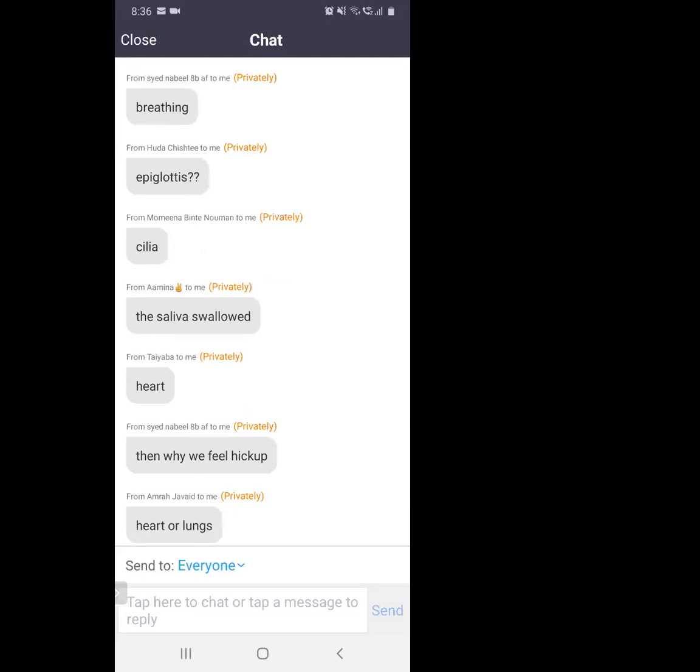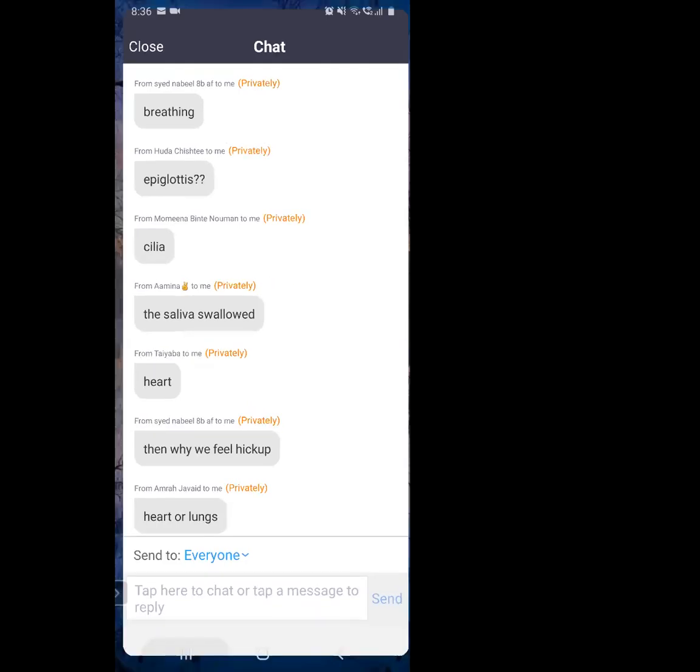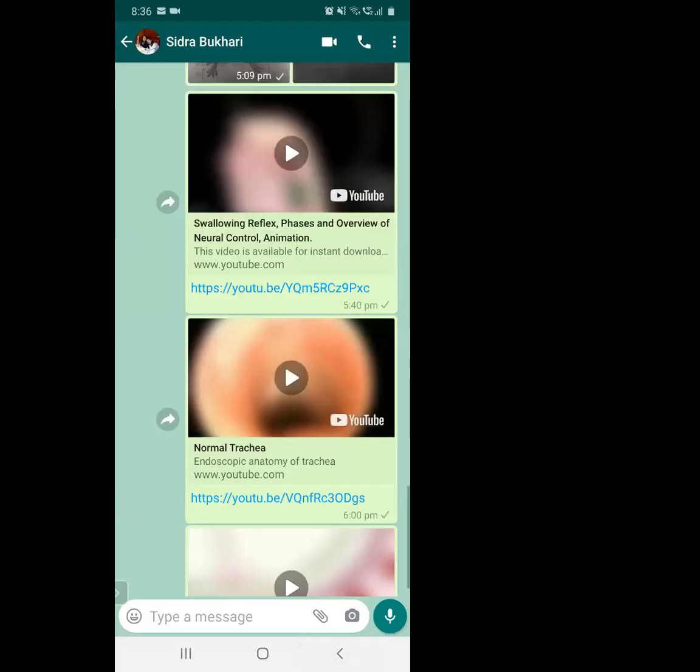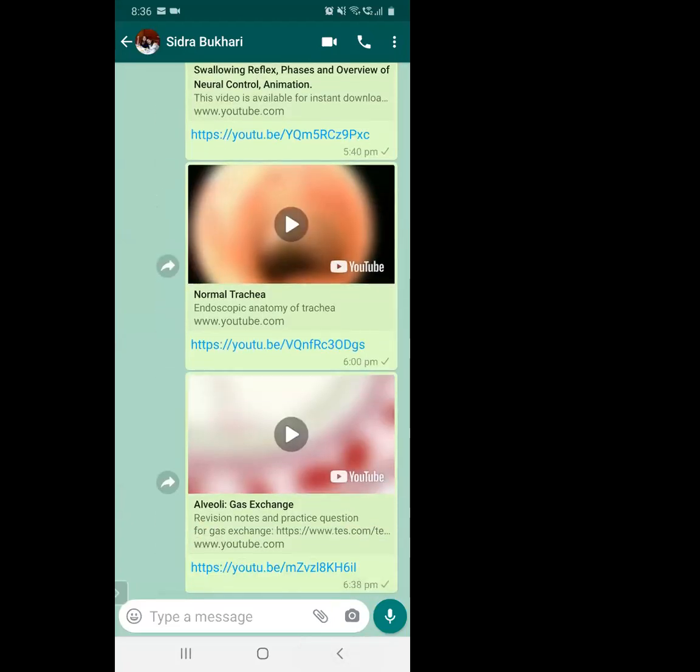Okay, I don't know. Feeling hiccup has nothing to do with this topic. Hiccup is related to changes in the shape of the stomach. Okay, Nabil.